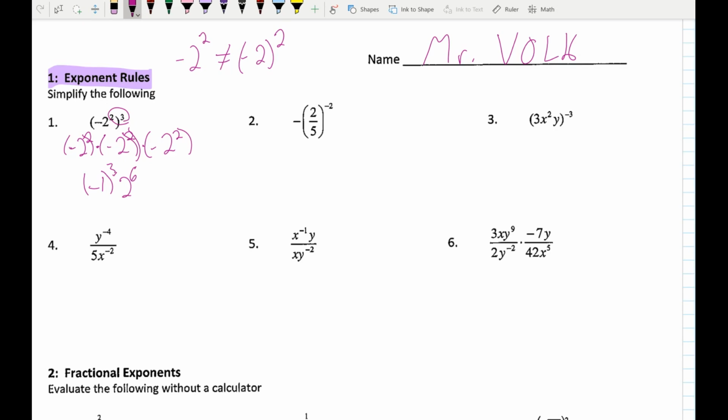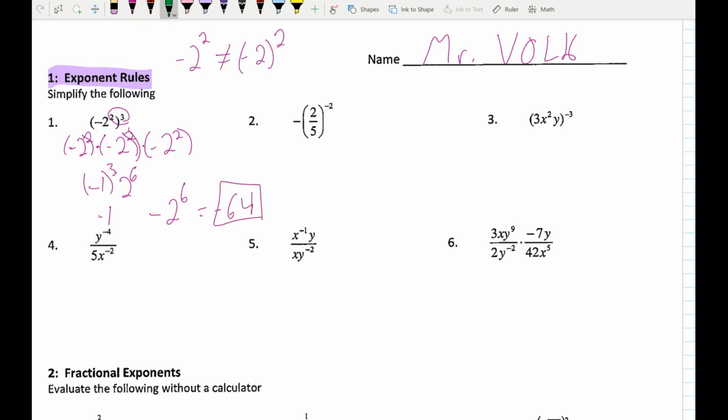(-1) to the 3rd is just -1, and 2 to the 6th is 2 to the 6th. It says simplify, so we're going to go ahead and put it as -2 to the 6th, but technically we could go ahead and raise 2 to the 6th power. You could use a handheld calculator if you wanted, but that's 2 times 2 times 2 times 2 times 2 times 2, or simply -64.